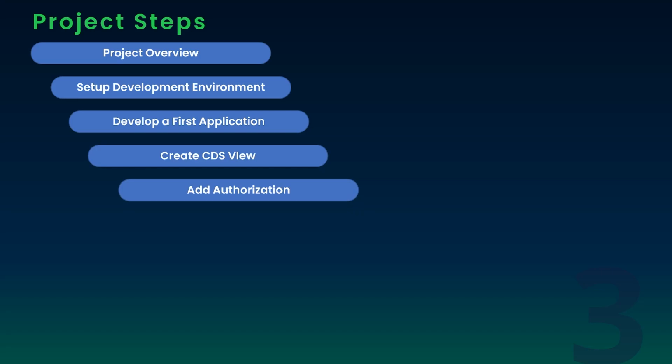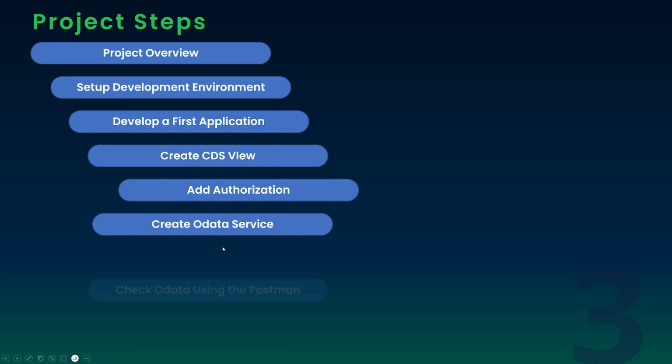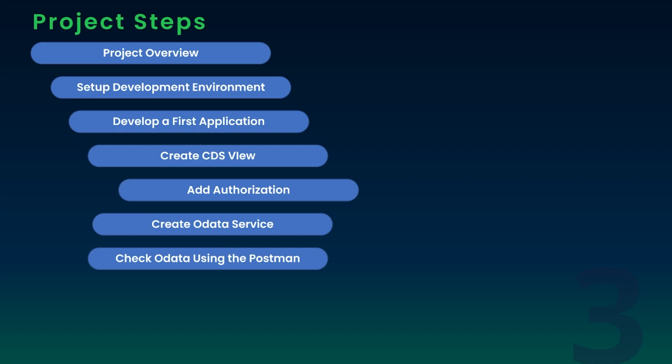Then we'll add the authorization, because you know that UI5 is role based. So it depends on what authorization the user has, and based on that authorization the user can see the data. Then we will create the OData service, because UI5 knows only the OData service. UI5 doesn't know about the CDS view. So that's the reason after completing the CDS view we will have to create an OData service. Then we will check our OData service using Postman.